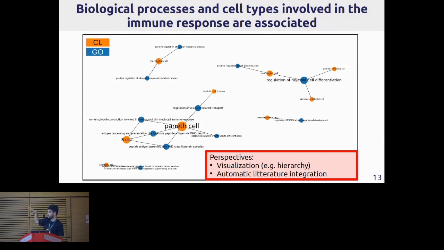Mostly the one I'm the most interested in is to improve the visualization aspect by integrating the hierarchy inside of the results. Right here, it's pretty lackluster. And also, it will be really great to integrate the literature directly in the pipeline to facilitate this curation step.